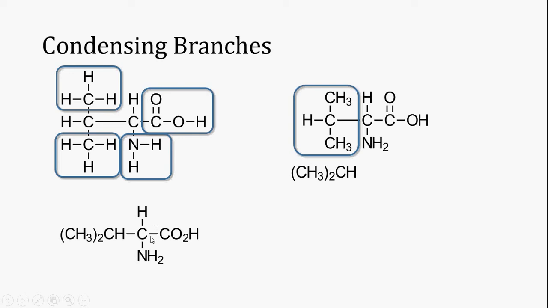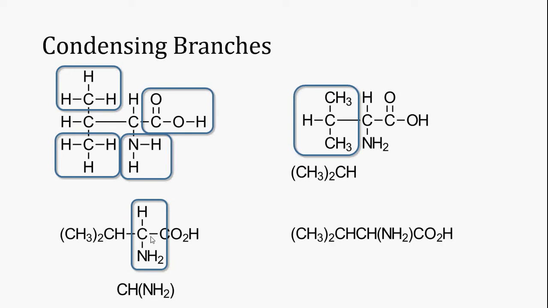Now all we're left with is representing the carbon in the middle of the structure that has a hydrogen, an NH2, a CO2H, and the other carbon group on the left. That group can be represented as CHNH2, but we need to put the NH2 in parentheses. In this case, the parentheses is indicating that NH2 is attached to that carbon atom, but not part of the main chain of the molecule.